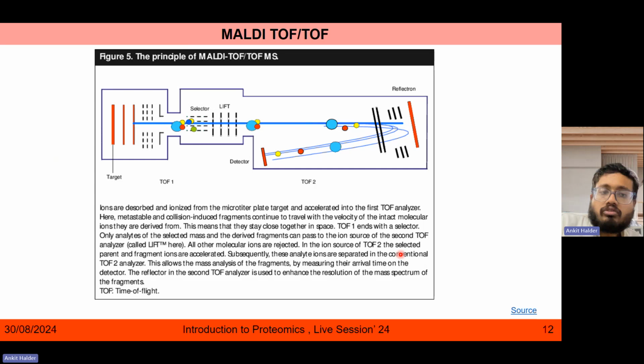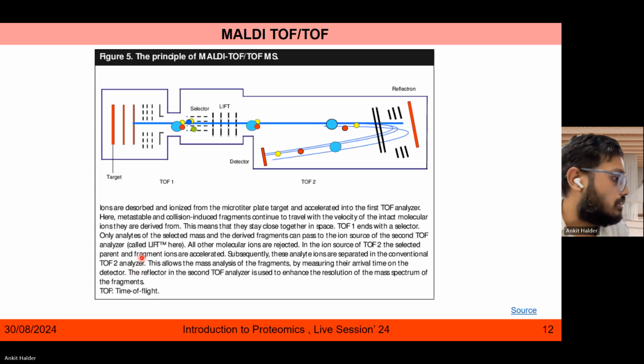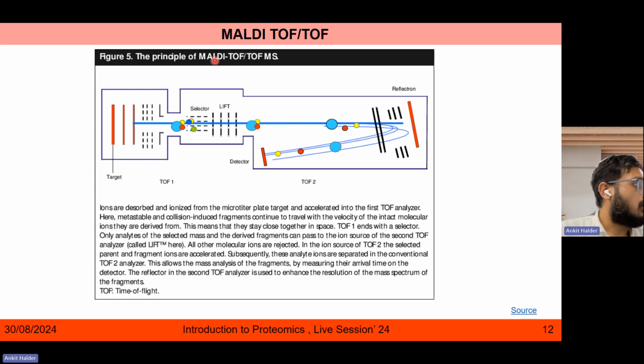So all other molecular ions are rejected. In the ion source of TOF two, the selected parent and fragment ions are accelerated, and subsequently these analyte ions are separated in the conventional TOF two analyzer. This allows the mass analysis of the fragments by measuring their arrival time on the detector. TOF stands for time of flight. So this is how it goes: ions are separated in close space, and there is a selector, and you select only those specific ions. You can see that only these ions are selected out and not these.